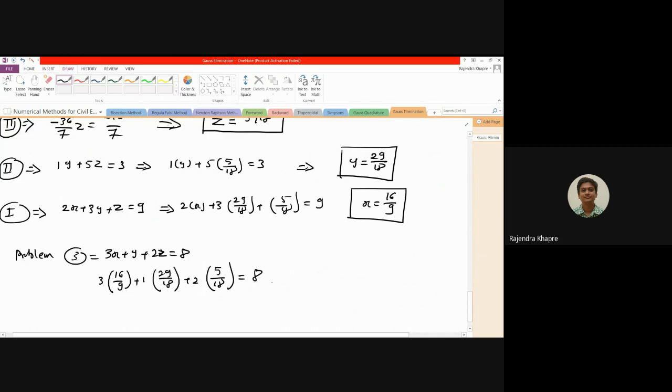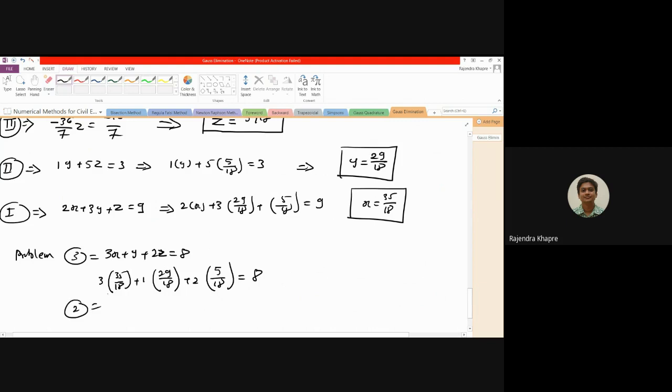Value of x is coming out to be 35 by 18. Okay, let me check. 35 or 25? 35. 35 by 18. Yes, sir. So still you check, कितना आ रहा है सब्स्टिट्यूट करके. This should be 35 by 18. आ रहा है अभी बराबर. Yes. ठीक है.